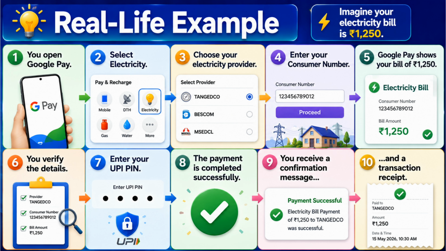Now we will see a real life example. Imagine your electricity bill is 1250 rupees. You open Google Pay. Select Electricity. Choose your electricity provider. Enter your consumer number. Google Pay shows your bill of 1250 rupees. You verify the details. Enter your UPI PIN. The payment is completed successfully. You receive a confirmation message and a transaction receipt.